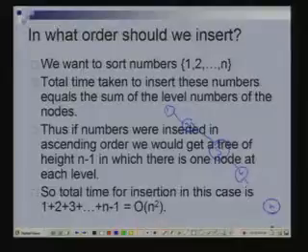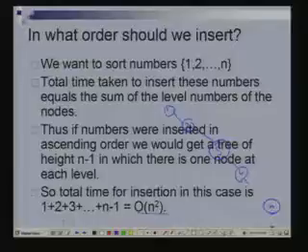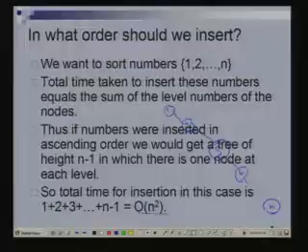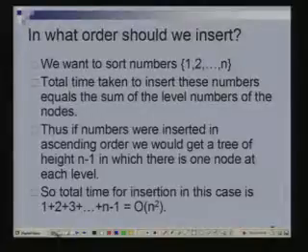And what is the sum of the levels? 0 plus 1 plus 2 plus 3 up to n minus 1, and this series sums to order n squared. So that's not good. The time taken for insertion could be as bad as n squared. Is this clear to everyone?